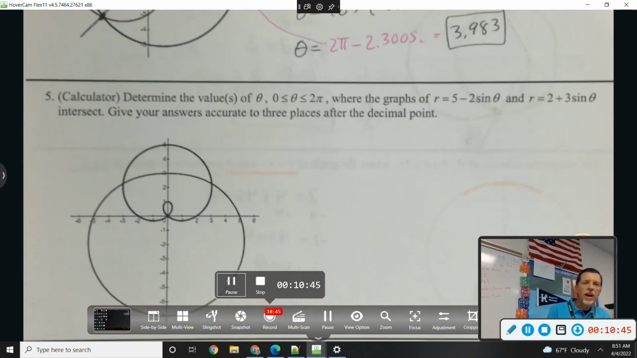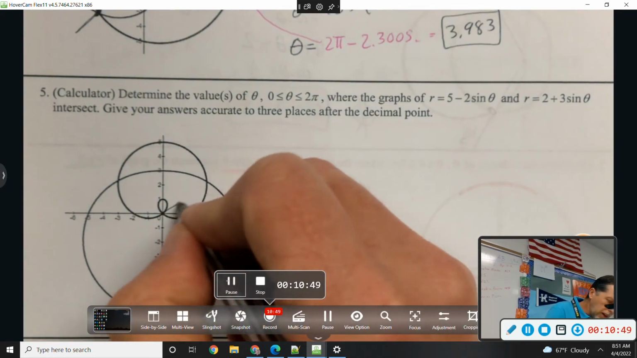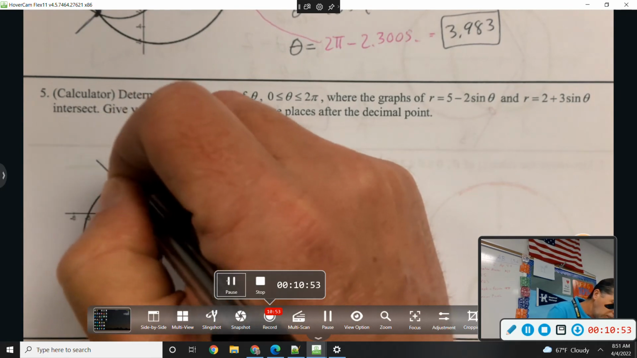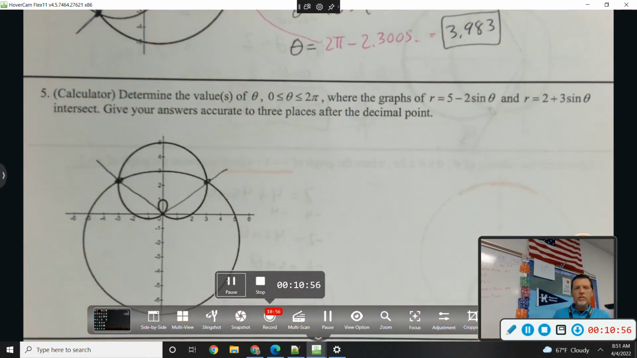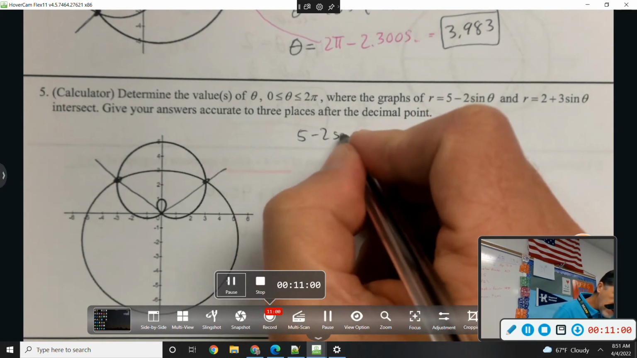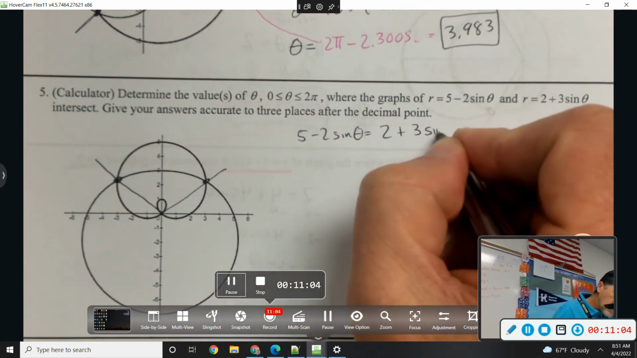Number 5. Again, same type problem. And again, we can kind of see from the get-go that we'll have 2 answers. First quadrant and second quadrant. Where does 5 minus 2 sine theta equal 2 plus 3 sine theta?